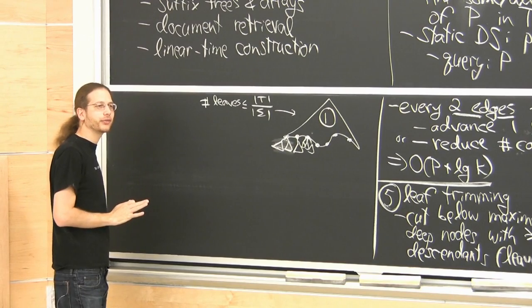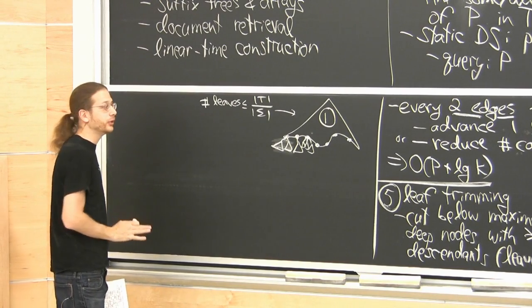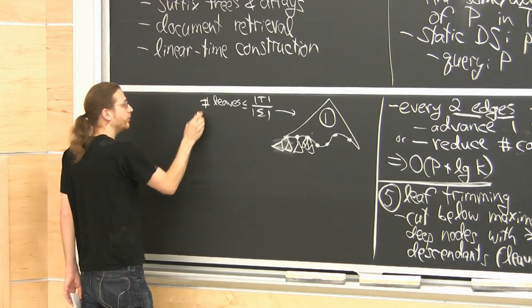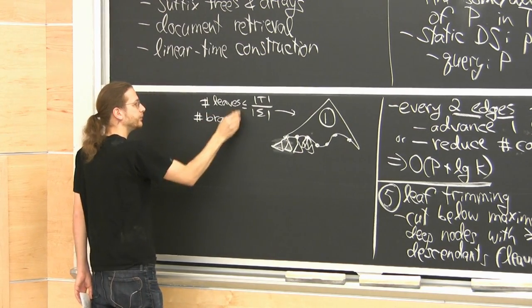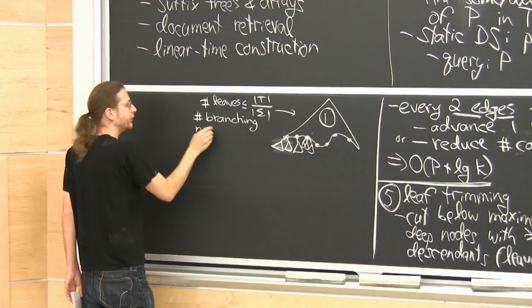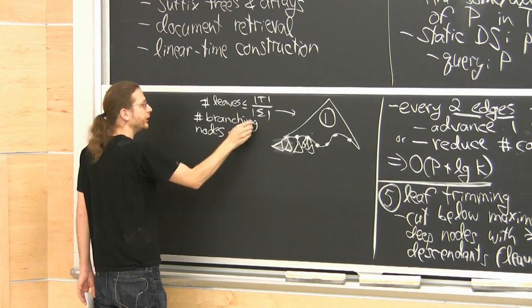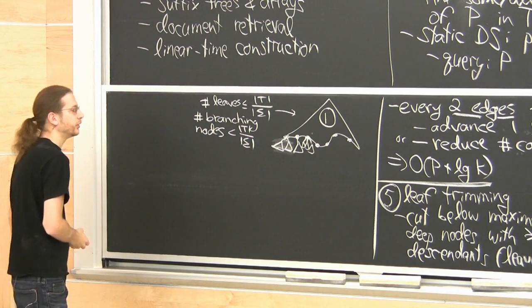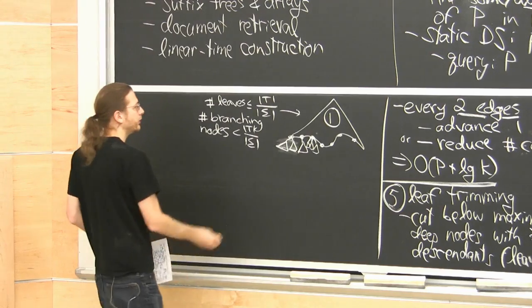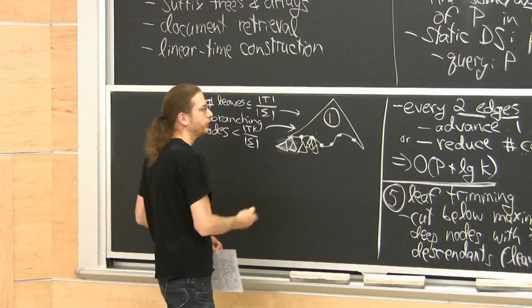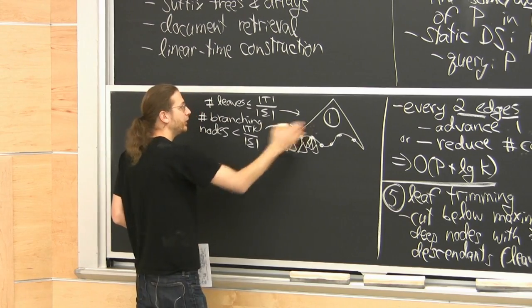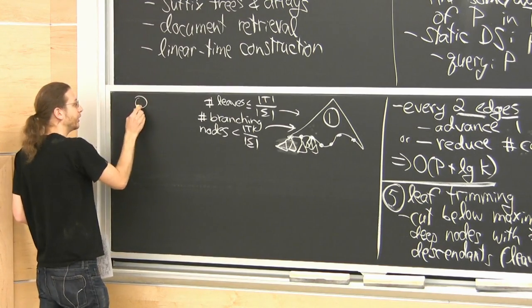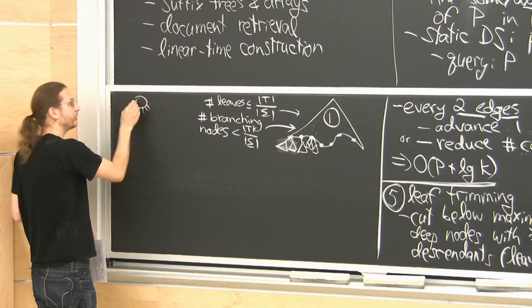Now, got to be a little careful because we can't use method 1 on all the nodes. We can definitely use it on the leaves because there aren't too many leaves. That means we can also use it on the branching nodes. The number of branching nodes is also going to be at most t over sigma because there's one fewer branching node than there are leaves. So, great. I can use arrays on the leaves. I can use arrays on the branching nodes. I can't use it on the non-branching nodes. Non-branching nodes are nodes with a single descendant and everything else is null.